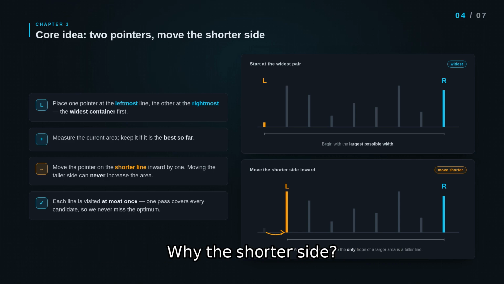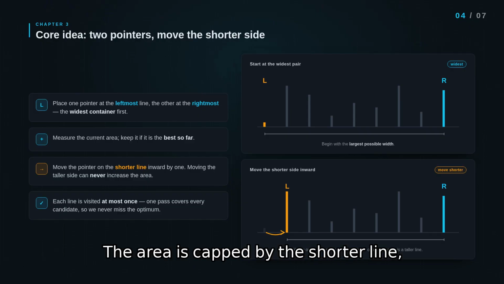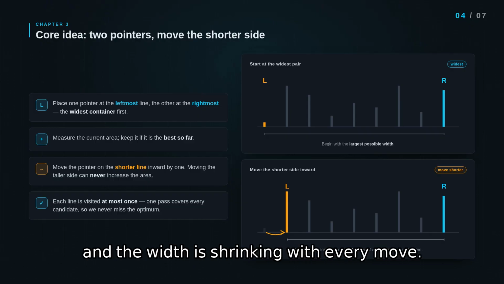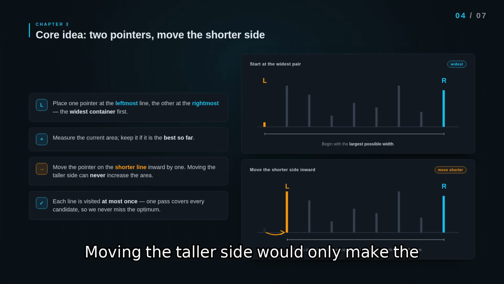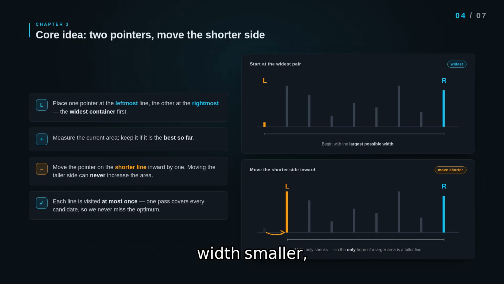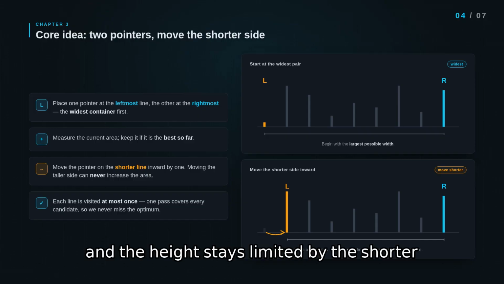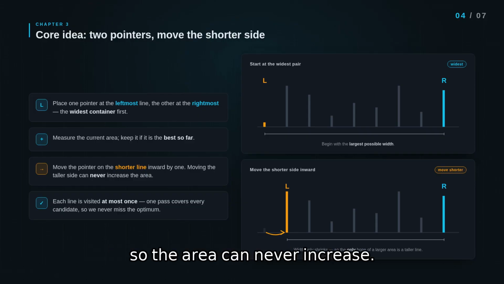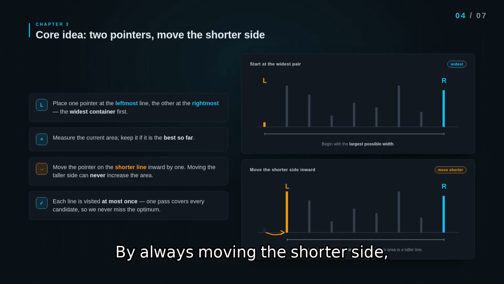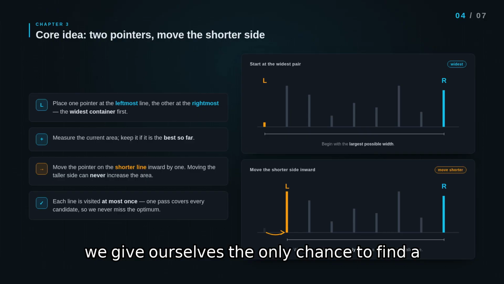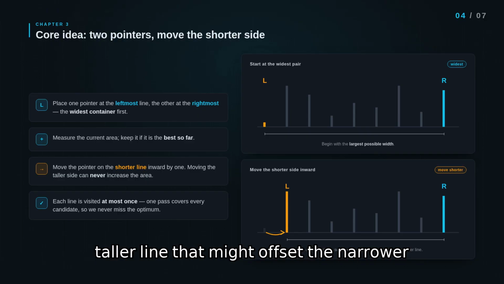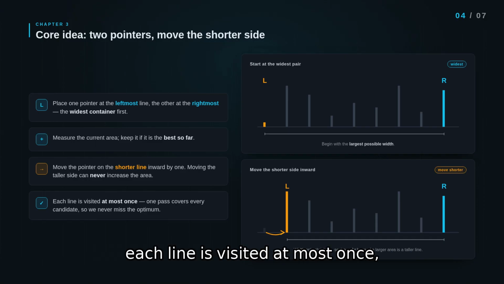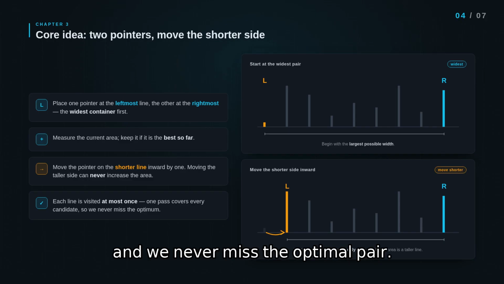Why the shorter side? The area is capped by the shorter line, and the width is shrinking with every move. Moving the taller side would only make the width smaller, and the height stays limited by the shorter line, so the area can never increase. By always moving the shorter side, we give ourselves the only chance to find a taller line that might offset the narrower width. This way, each line is visited at most once, and we never miss the optimal pair.